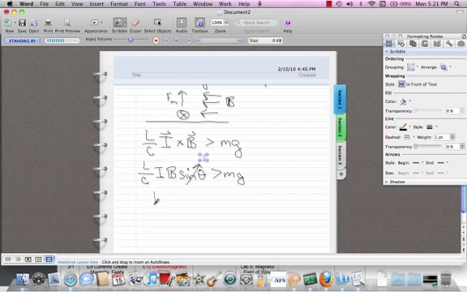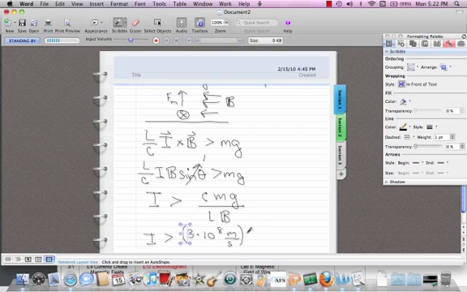If I want to get I alone, I have to multiply by C on both sides, so I is greater than C times mg, and now I have to divide both sides by L and B bar. If I plug in these numbers, my I is going to be greater than 3 times 10 to the 8th meters per second. That's the speed of light, or the speed of the electrons moving through that wire.